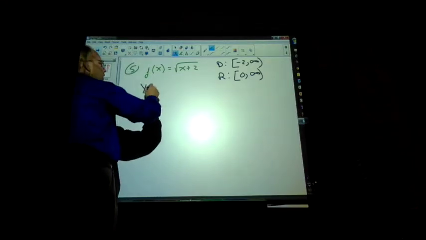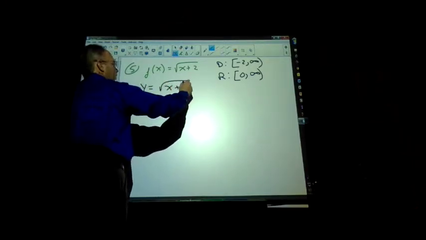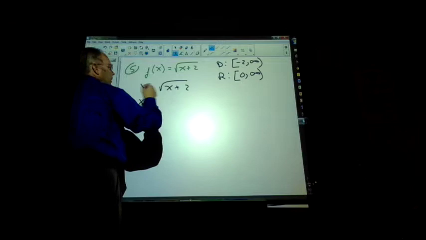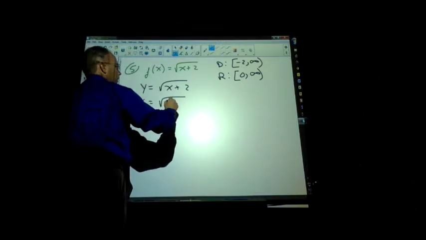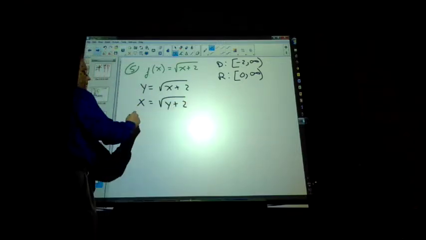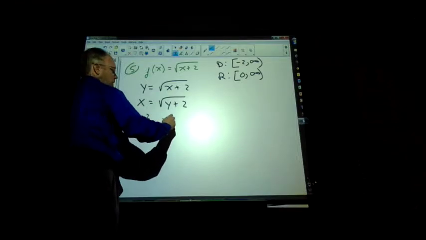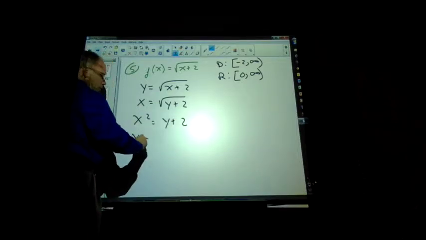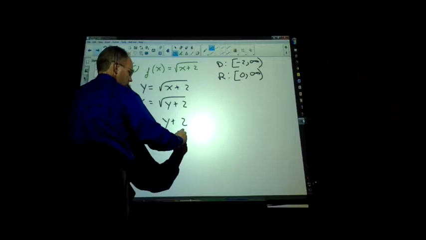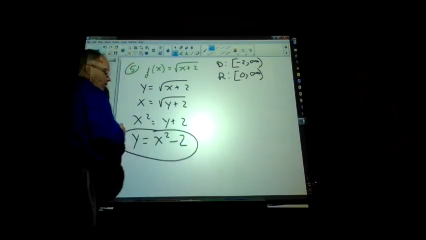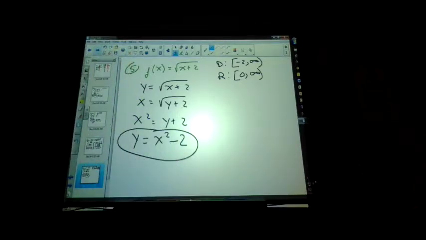Change functional notation to this. Flip-flop x and y. Let's see. Square both sides. Subtract 2. What kind of shape is this? It's a parabola. We have to be careful though.